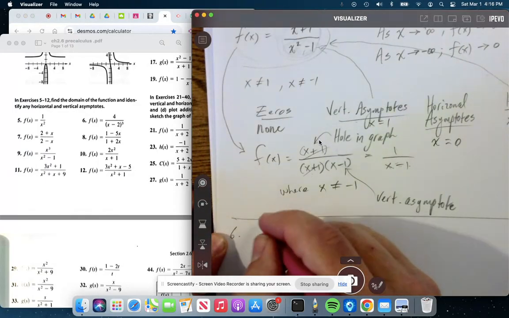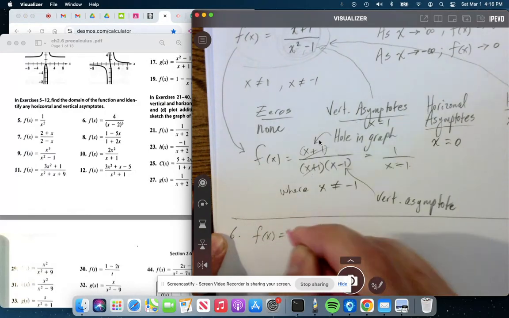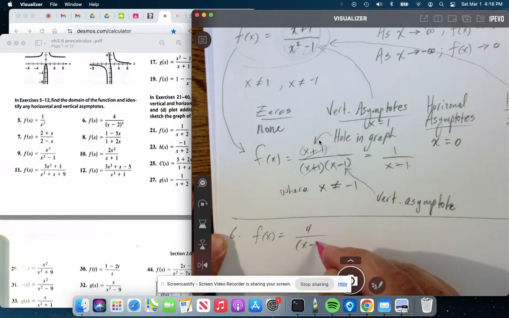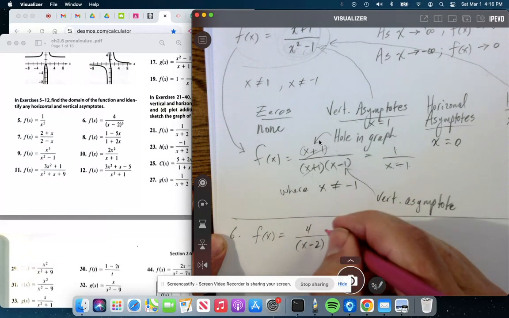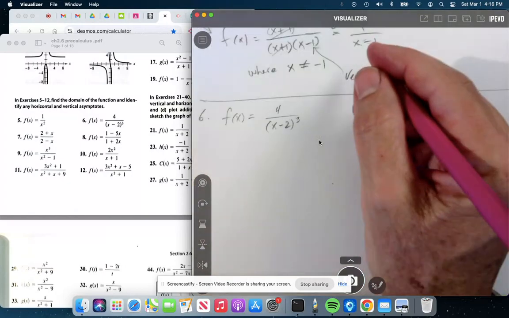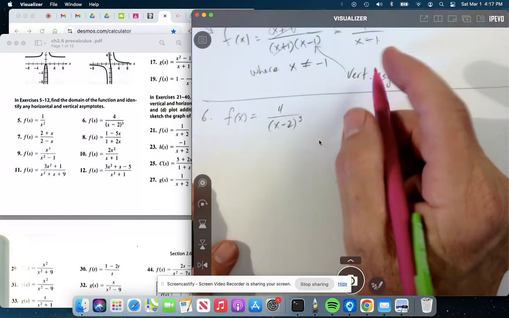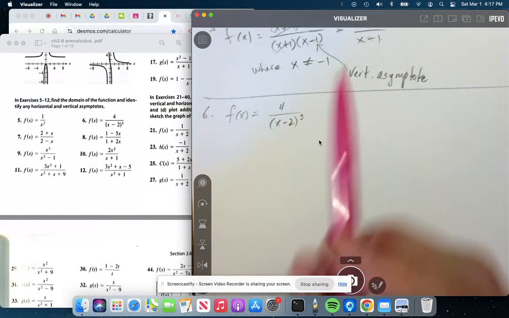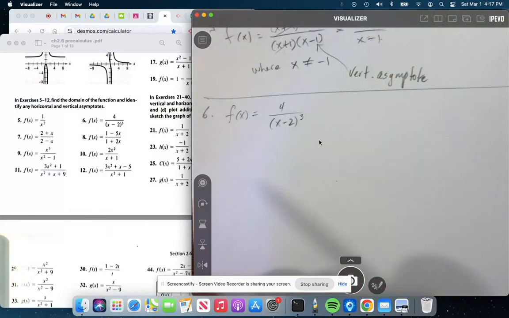So we have f of x equals 4 over (x minus 2) cubed. Okay. So we're looking for the domain. It looks to me like any number is going to be okay except what? When it says find the domain, I see one number that's not going to work. It should be obvious to you. And it is 2, right?